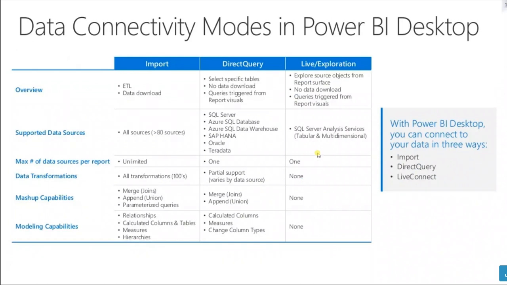So these are the data connectivity modes that is available in Power BI desktop. Like the three types are import, direct query, and live exploration. So on the import overview, like these are the two options, ETL and data download, where if you provide the table name, so the entire data from that table will get imported into the Power BI.